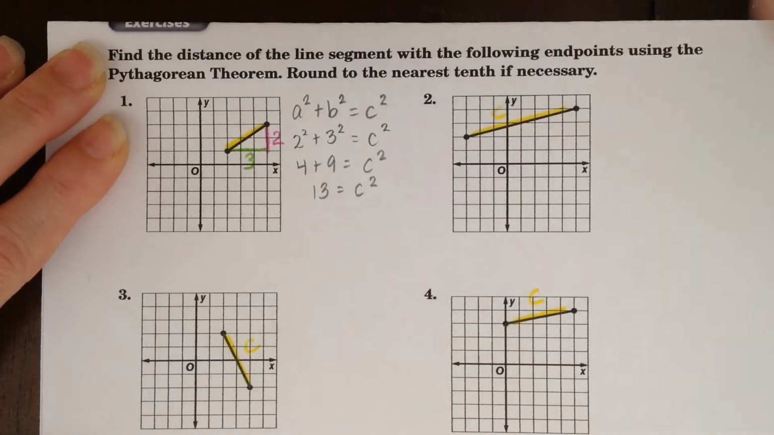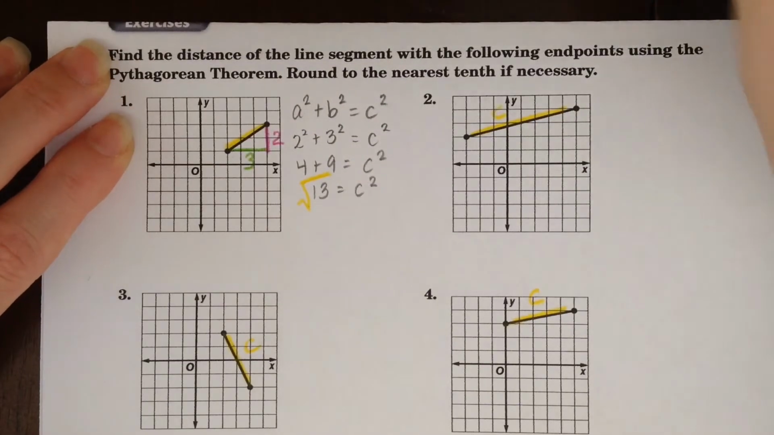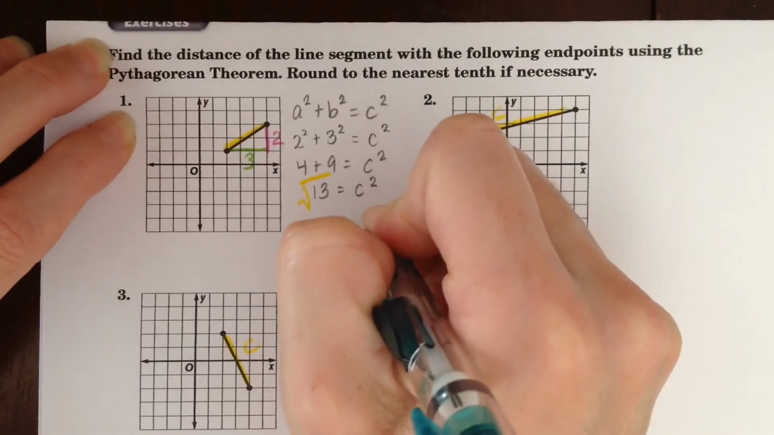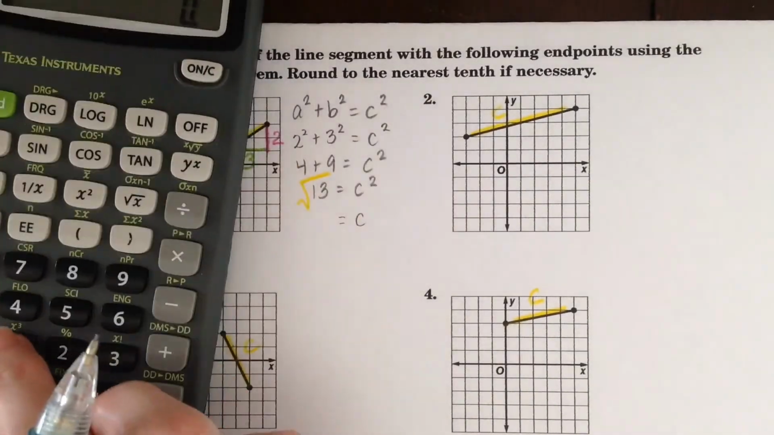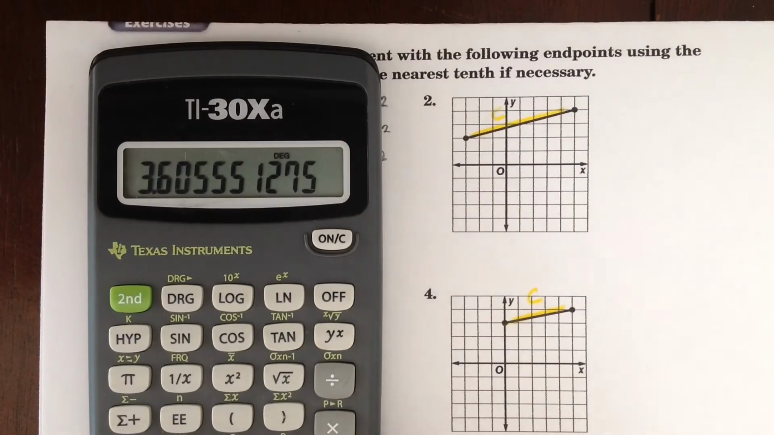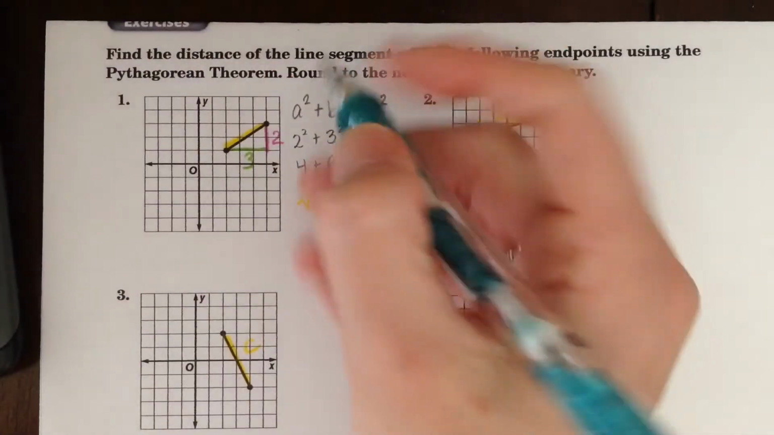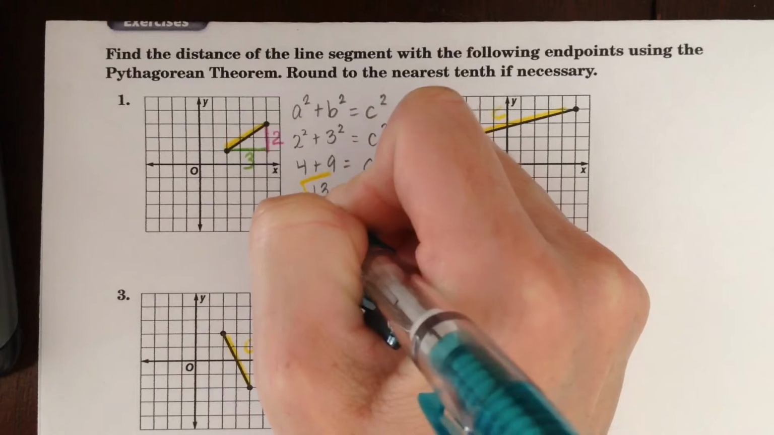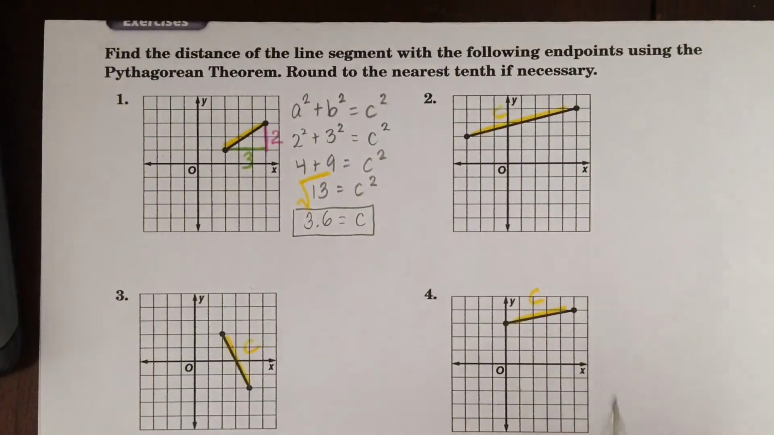13 is not a perfect square, so when I take the square root of it, I'm going to get another crazy, messy decimal. So the square root of 13, I get 3.60, so I'm going to leave it as just 3.6. 3 and 6/10 is going to be my C value. So you would record your answer as that and leave it be.